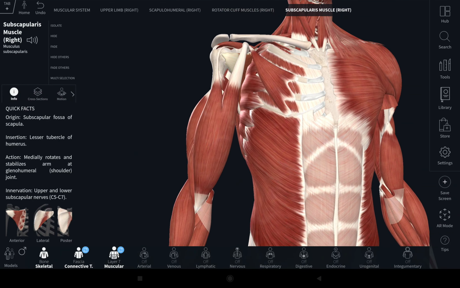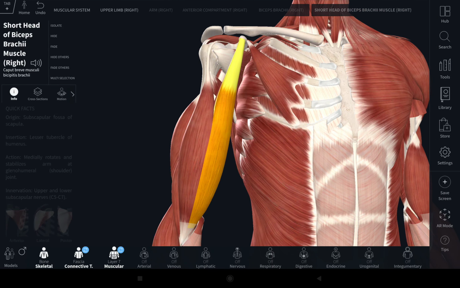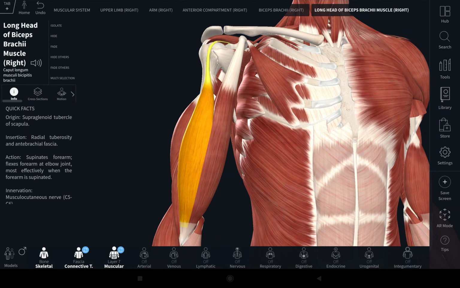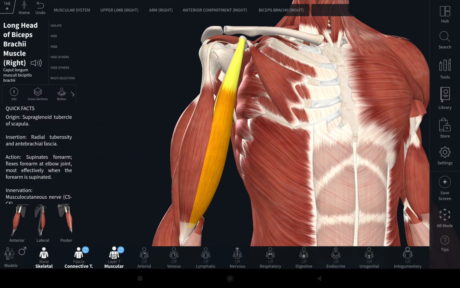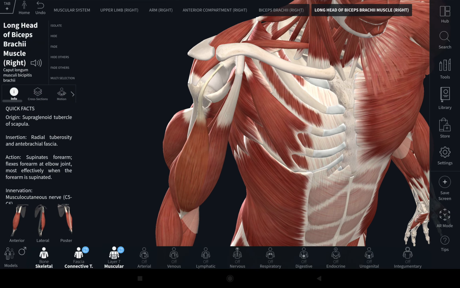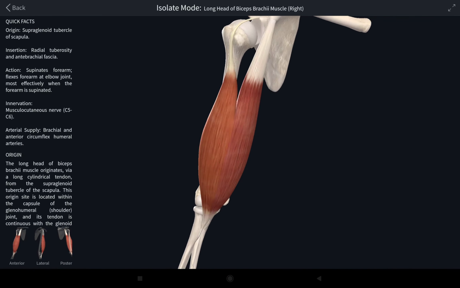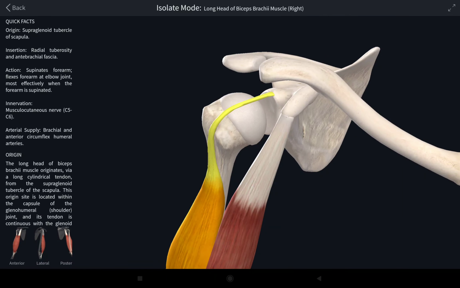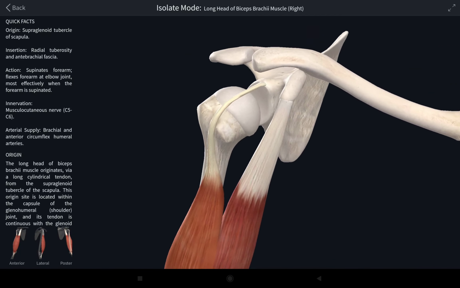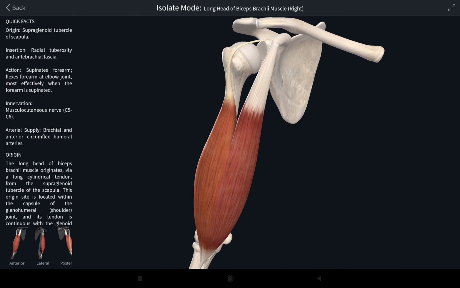Then the muscle of the front of your arm, a big muscle, is called the biceps brachii muscle. It has two heads. This is the short head of the biceps brachii muscle, and this is the long head of the biceps brachii muscle. If we isolate, you will clearly see this is the long head of the biceps brachii muscle.